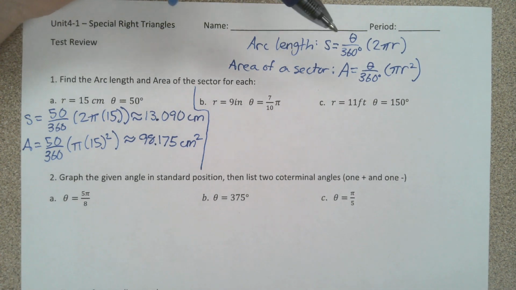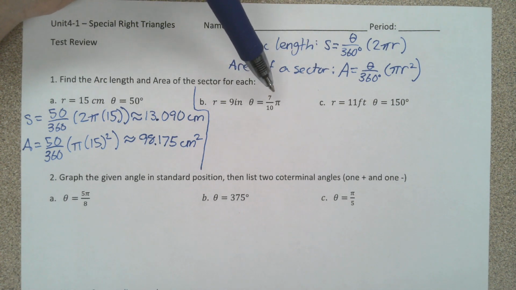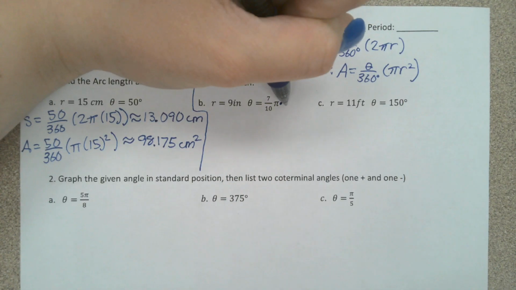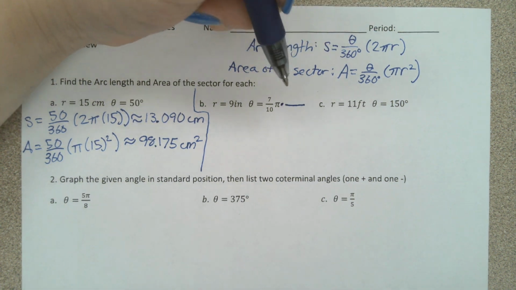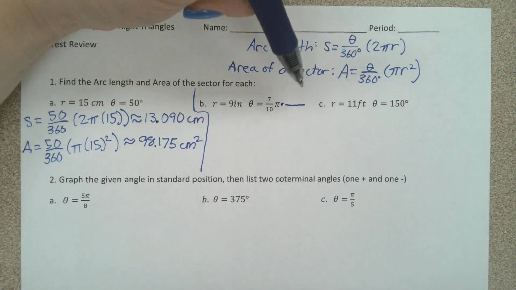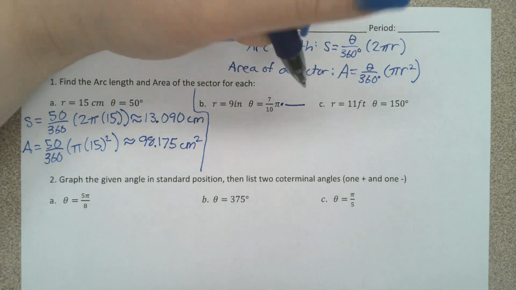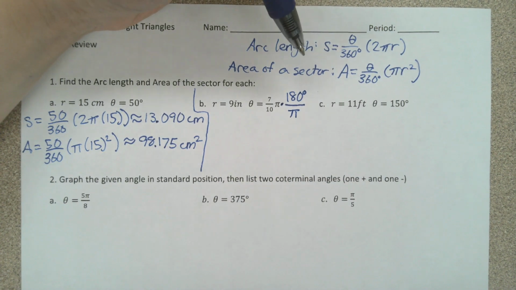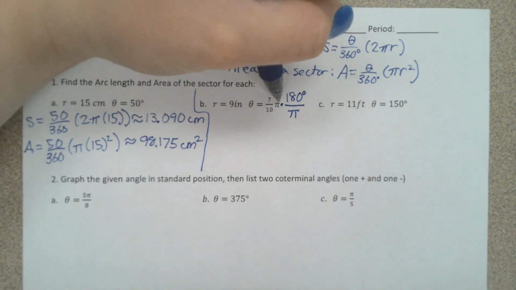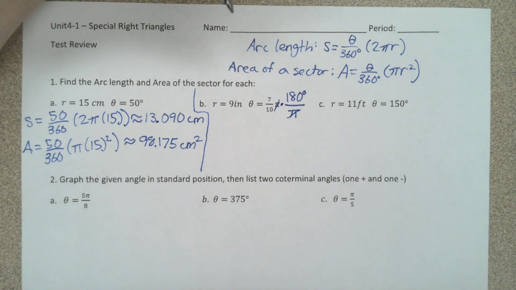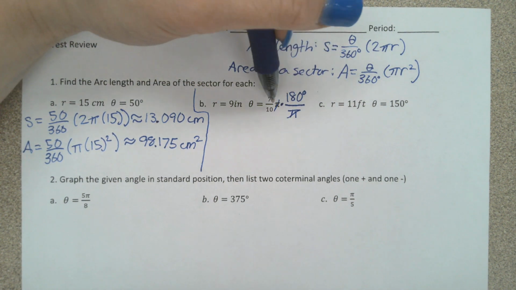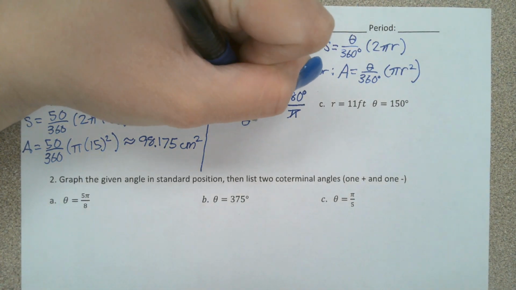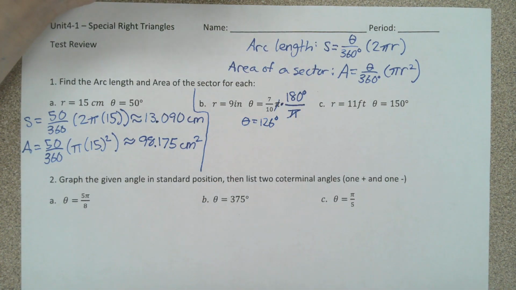Part B, same idea, only difference is this is given in radians, so we do have to figure out what that is in degrees before we can proceed. To convert between radians and degrees, we remember that 180 degrees is equal to pi radians. So we put what we want on top. We want degrees, so put 180 on top. I have radians. I want to get rid of it, so I'm going to put that on bottom. So when we multiply, the radians are going to cancel. The pi's are going to cancel, excuse me. And then we just multiply 7 times 180 divided by 10, and that's going to give you 126. So now theta equals 126 degrees.